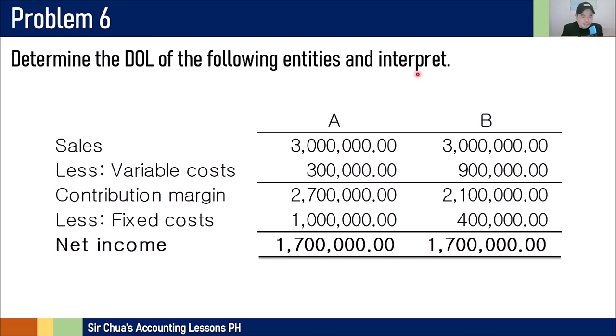Pansinin muna natin siya. Yung sales nila parehong 3 million. Pero pagtingin sa fixed cost, mas malaki ang fixed cost ni company A kasi kay company B. Pero pareho lang sila ng net income. Pero sino kaya sa kanila ang mas mataas ang degree of operating leverage based on the theories that we discussed kanina? Sabi natin, pag mataas ang fixed cost, dun daw mataas ang operating leverage. Ngayon, compute natin para mas maintindihan natin.